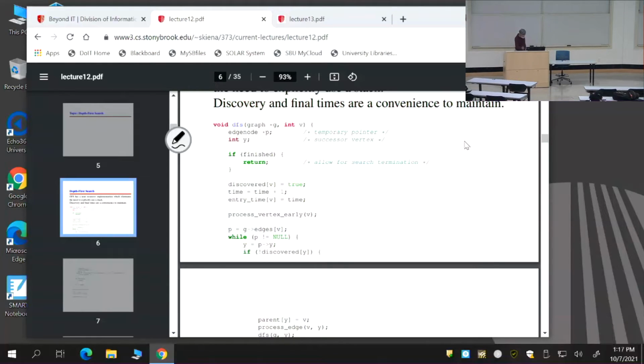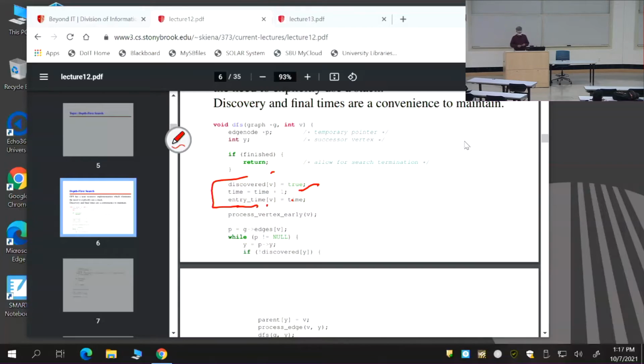If you took a look at the code carefully, you may have noticed that, while I didn't talk about it, there are these funny things having to do with time. The moment I discover that V is true, I increment the clock, T, and I say that the entry time to V was at this time.